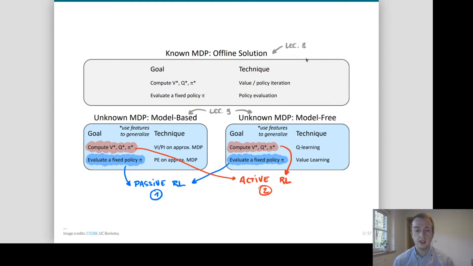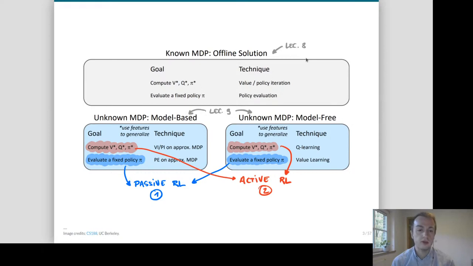And we've seen last week algorithms to compute the utilities of the states with the value iteration algorithm. And we have also seen an alternative, which is called policy iteration, to directly derive the optimal policy, from which you could also derive then the utility of the states. We have also seen algorithms to just evaluate a policy, which we'll reuse today. So this is quite easy when you know the MDP.